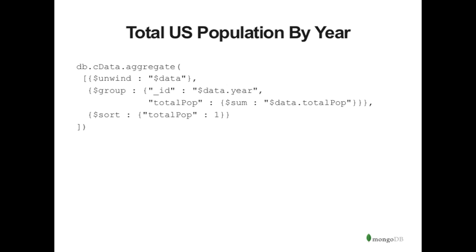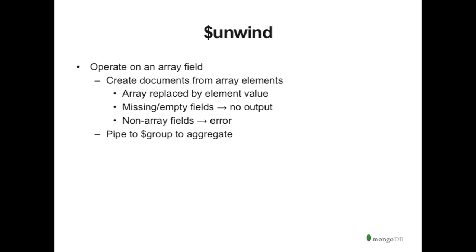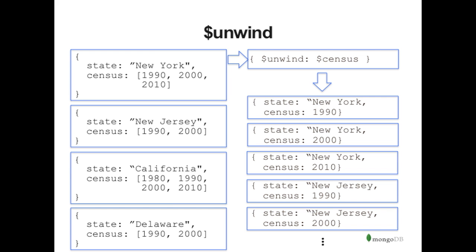So how did that work under the covers? We essentially leveraged this unwind operator. And like I mentioned already, if you unwind on an array field, it will make a copy of the document for each value in that array. And the way that looks is something like this.